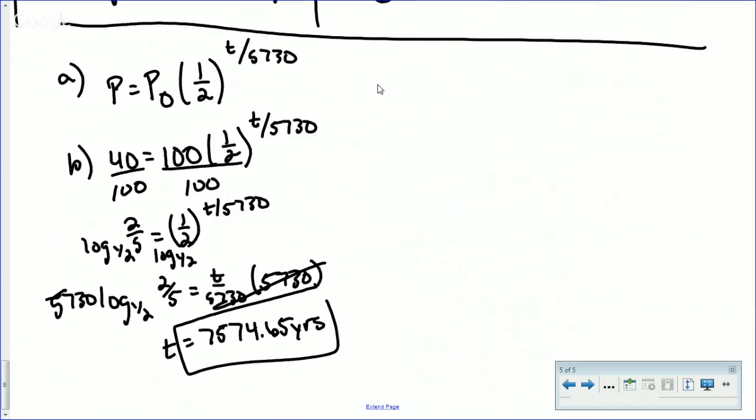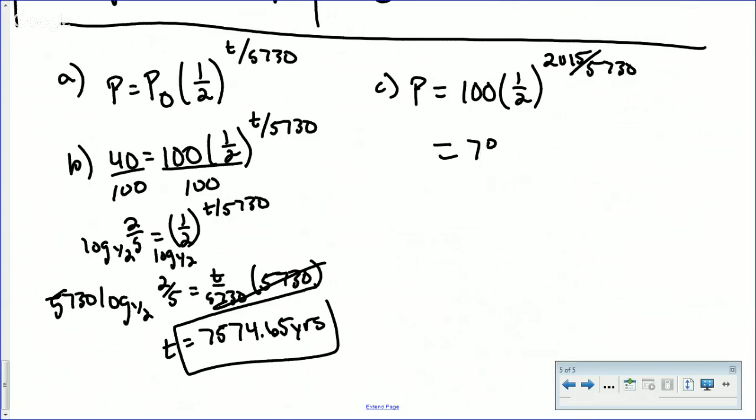Okay, so now part C says, how much is left after 2015 years? So I want to know what's left if I start with 100 grams of my half-life, 2015 to 5,730. Okay, all you got to do is put it into the calculator. Be very careful about it. So 100, the half raised to the 2015 over 5,730. So you get 78.37 grams is left.